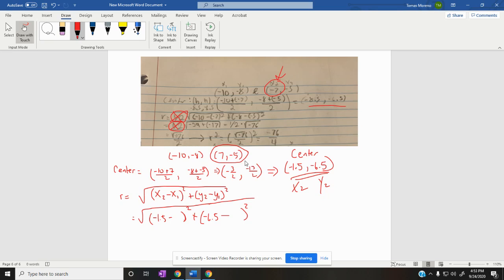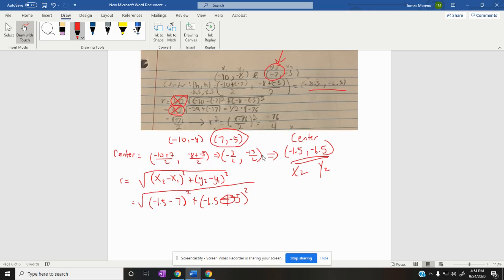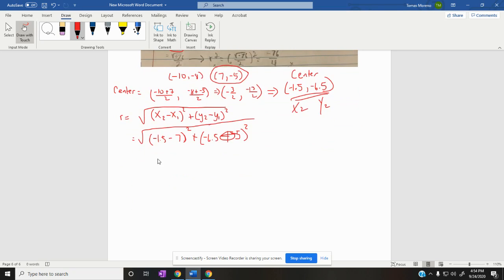Then I'm going to plug this in as far as my y1 and my x1. So my x1 is here, my y1 is here. I've got to notice that there are two negatives here, so this becomes a positive. So let me scroll a little bit. Then this becomes -8.5 squared, and this becomes -1.5 squared, and it's all under the square root.